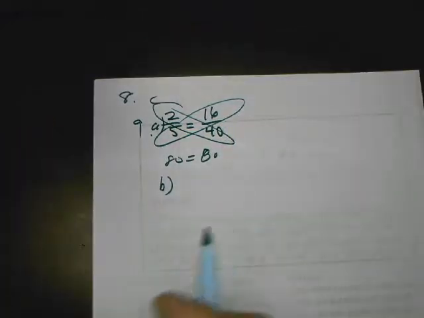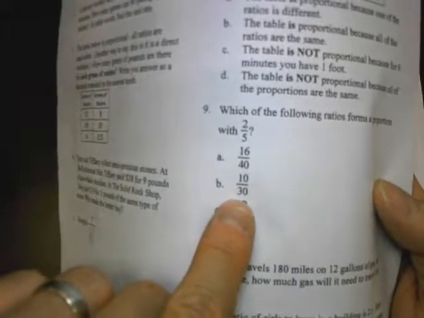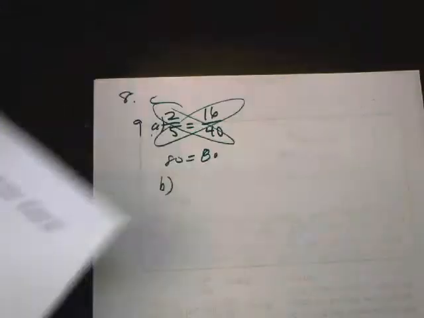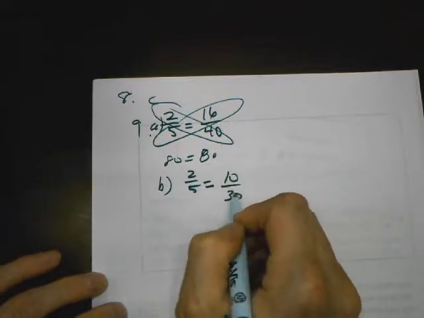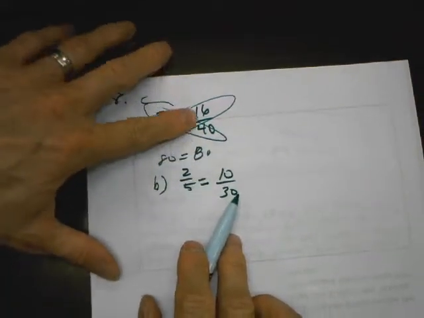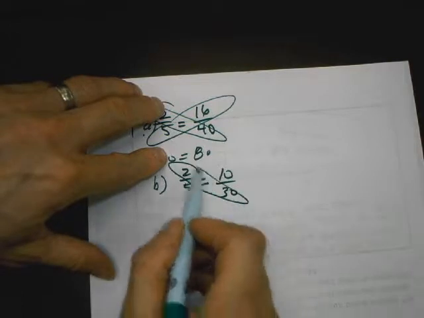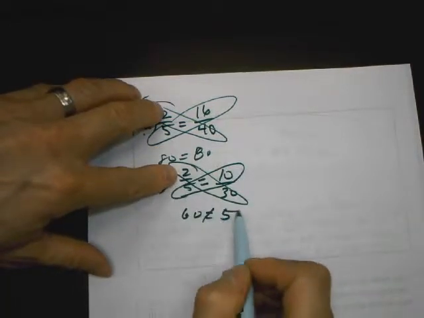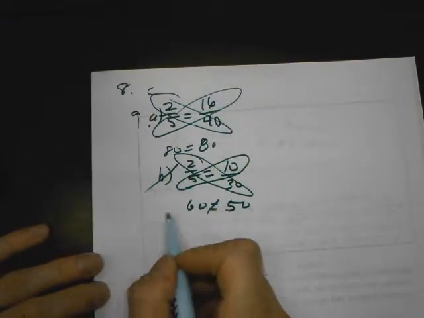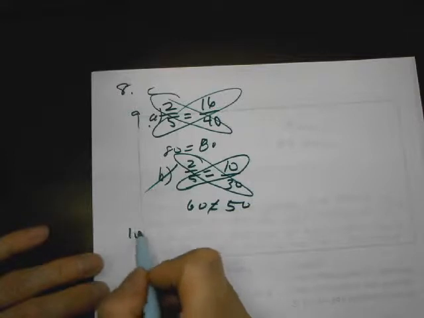Now I'll show you how the other ones won't work. I'll just pick one. For example, B. B won't work. They're saying, is this proportional to 2/5? So I go 2/5 equals the number they gave me. And if they aren't proportional, then this times this will not equal this times this. And you can see that 60 does not equal 50, so the answer can't be B. And the same will be true for C and D. Cross products won't be equivalent.